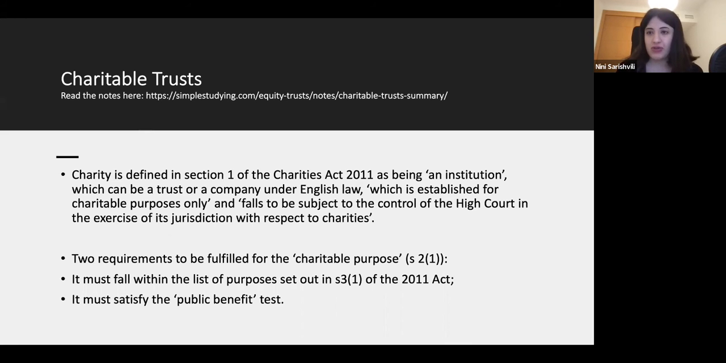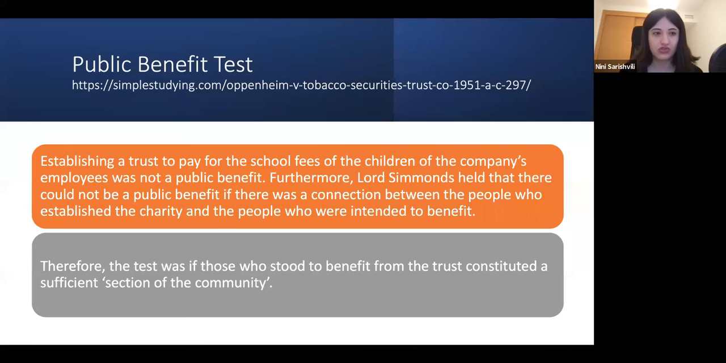The first thing you do with a charitable trust problem question is you have a look at Section 3 of the Charities Act 2011. Section 3 has the list of charitable purposes, and you need to identify the most relevant charitable purpose that applies in your problem question. Once you identify that, then you can move to the next stage, which is the public benefit test.